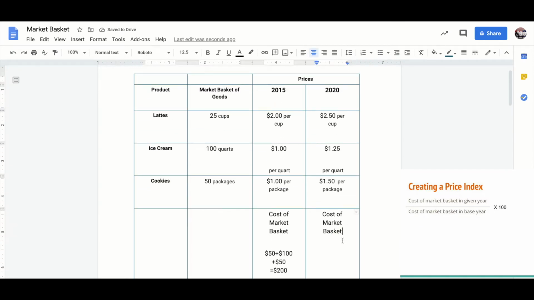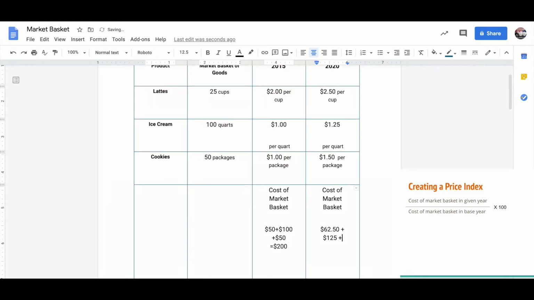Now we need to get 2020. Same exact goods and services, same exact amount, except 5 years later now. We had 25 lattes, and they cost $2.50 each. 25 times 2.5 equals $62.50, plus, what do we got next? We have 100 quarts of ice cream times 1.25. That costs $1.25 now. It's going to be $125.